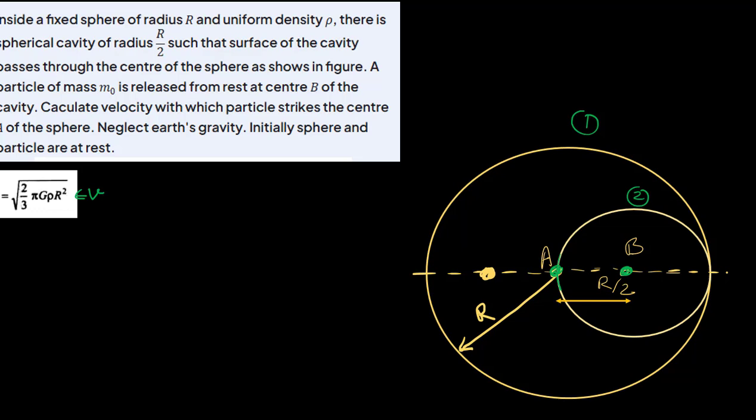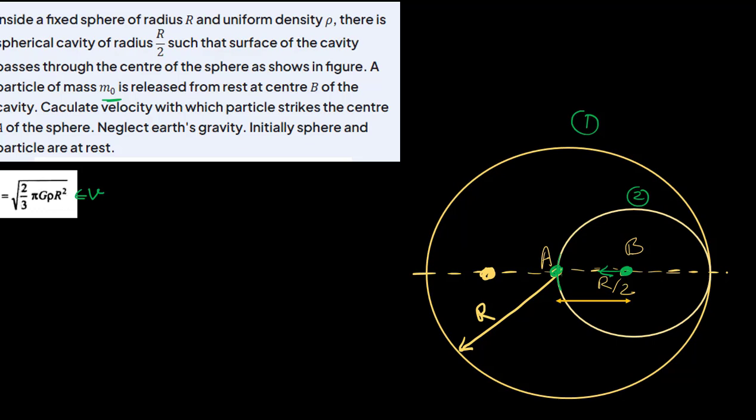Now what is given is that from this point, a mass m0 is released like this. It will move in this direction. At what speed will it hit point A? So what will be the velocity at point A? That is what we have been asked to find.